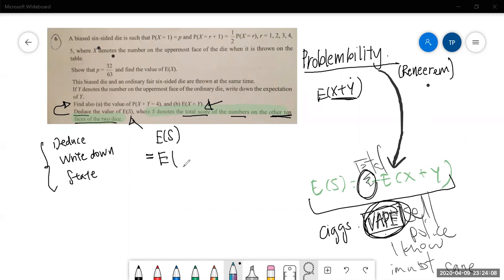To solve for E(S), you need to utilize the total sum of all 12 surfaces. Apply the properties of expectation. Oh my god. I know, right? Why would I not know? The total score. Okay, so I think what this person actually meant is x plus y. Minus.